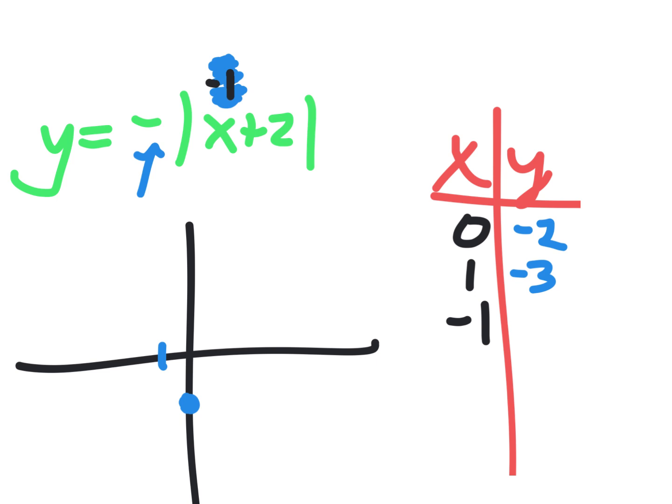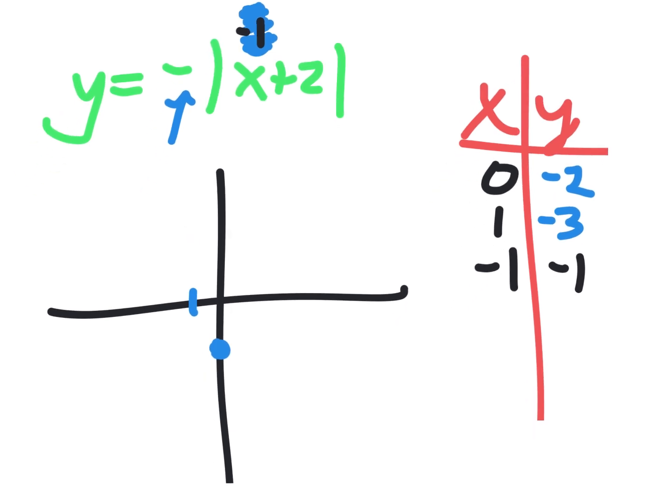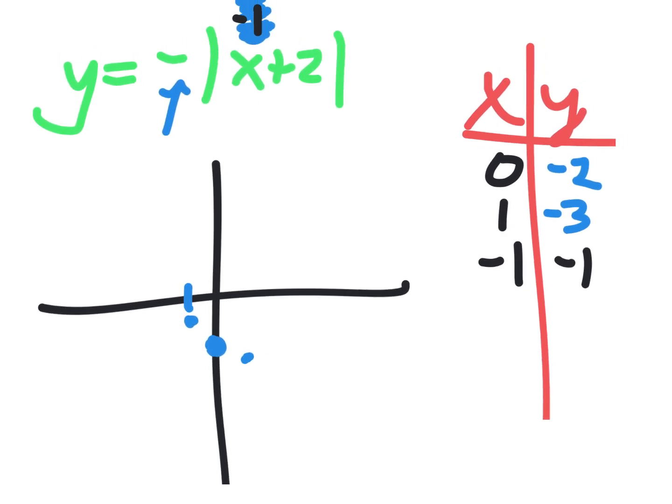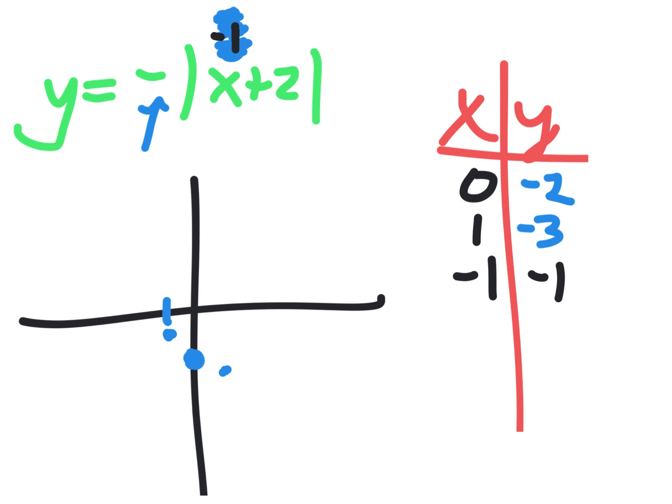Negative 1 plus 2 is 1. Absolute value of that is 1. Then I make it negative at the end, negative 1. I'm starting to get the feeling all the answers will be negative, and they are. 0, negative 2 has already been graphed. 1, negative 3. Negative 1, negative 1. And if you stopped right there, you are not going to get the credit because it is a straight line and is supposed to be a V.